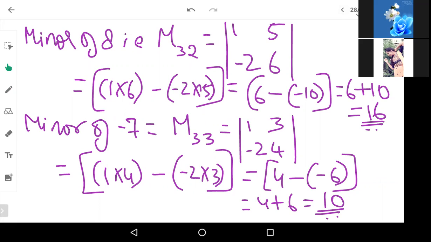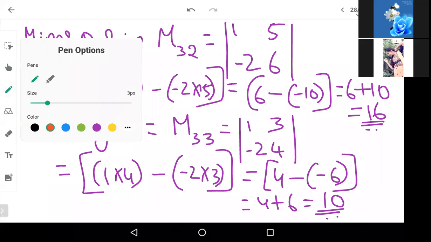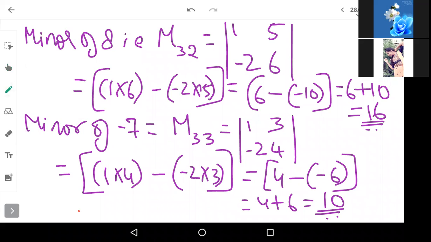For this minor whatever we have calculated here, this minor is in the third row, second column, correct? So if I multiply by -1 to the power third row plus second column, then after multiplication it will become the cofactor.